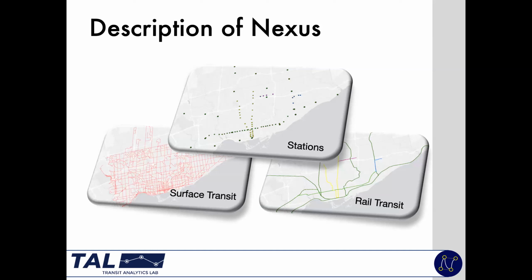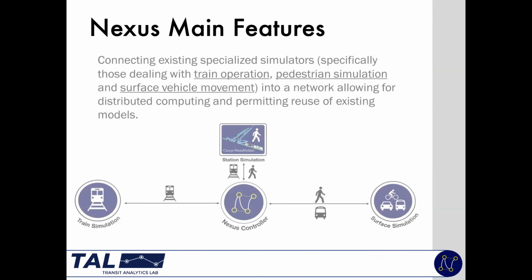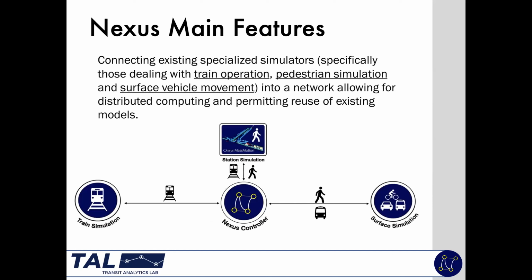So NEXUS is a simulation platform, but it's meant to be an overall network simulator. But instead of trying to so much reinvent the wheel, we acknowledge that a lot of this work often is done in different groups with specialized software. Instead of trying to deal with one software that might compromise in any of these areas, allow users to bring in models that they have made in high fidelity for various parts, so station models, or rail models, or transit, and link them together into a coherent whole, and then overlay the agent-based framework on top of that to make it into something more than the sum of its parts. NEXUS does this by connecting specialized simulators together, so those dealing with train operation, pedestrian simulation, and surface vehicle movement.